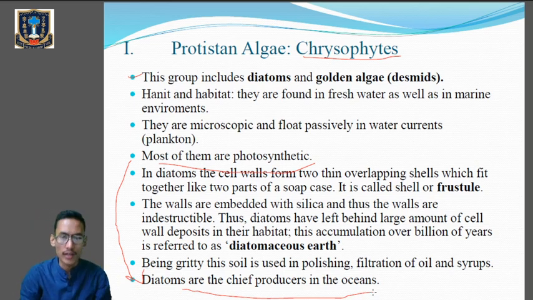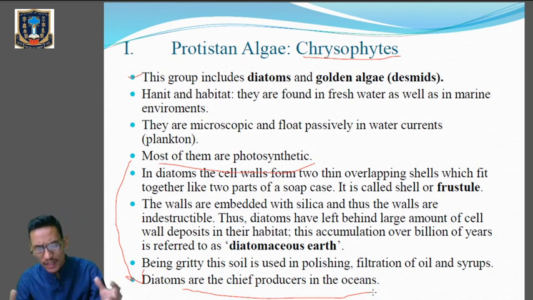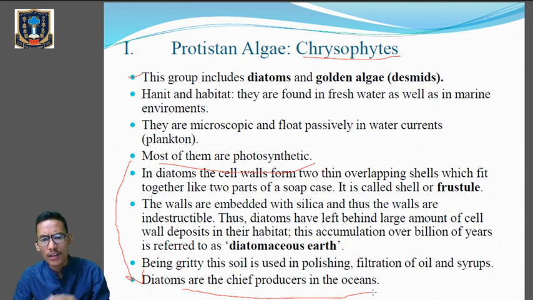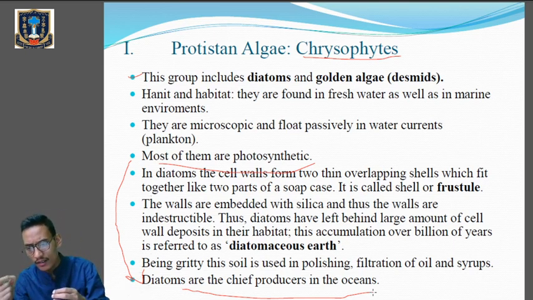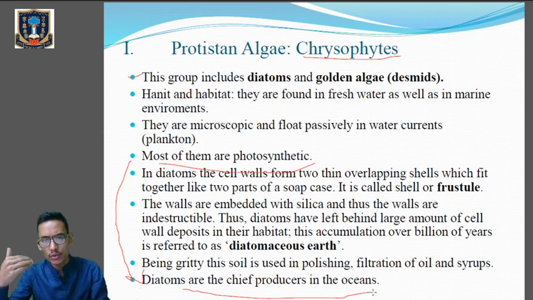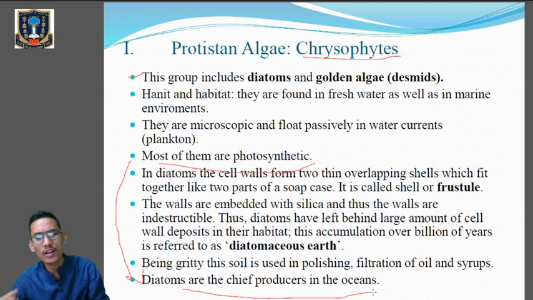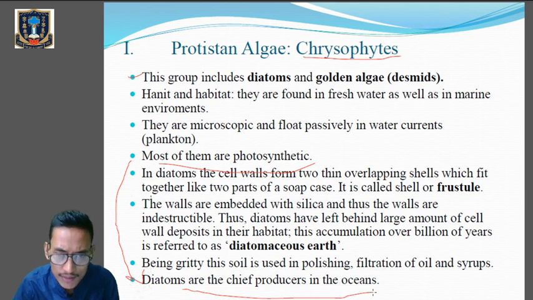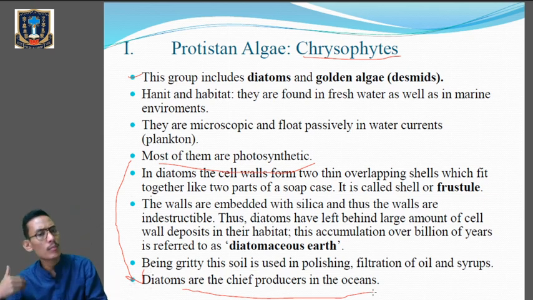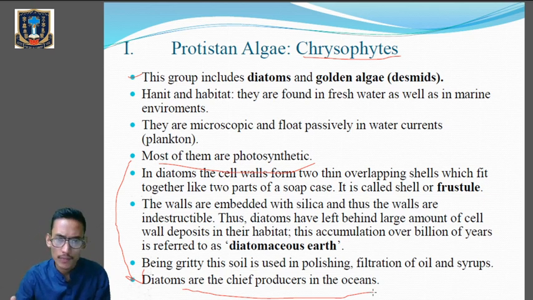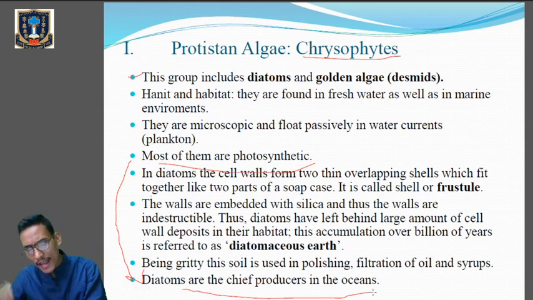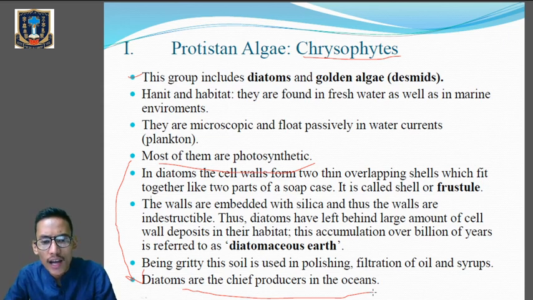They cannot be destroyed. Due to this, these diatoms will leave a large amount of cell wall deposits in their habitat. Since these cell walls are indestructible, they leave a huge amount of cell wall deposits in their habitat. This keeps on accumulating over billions of years. Clear? Since this keeps on accumulating over billions of years, it is also known as diatomaceous earth.